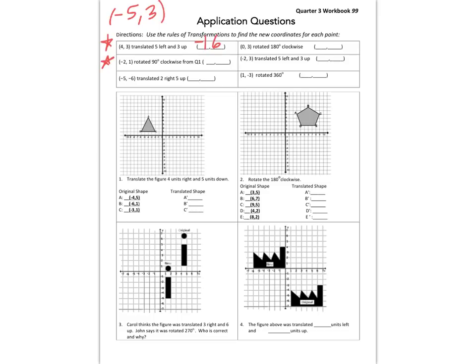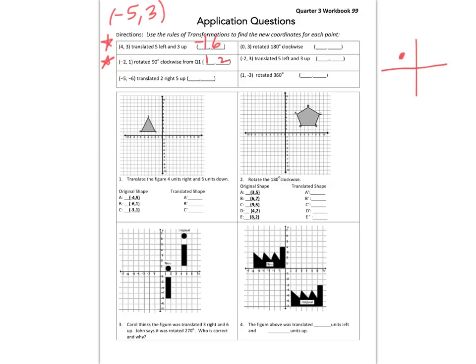So -2, 1 is rotated clockwise from quadrant 1. Okay, so think about your coordinate grid. -2, 1 is going to be here in quadrant 2. So if we rotate that 90 degrees clockwise, that does end up in quadrant 1. Because it's a 90 degree, we switch the ordered pair to 1, 2.